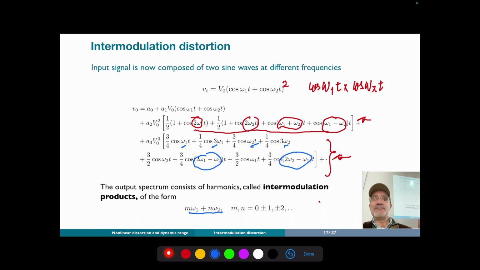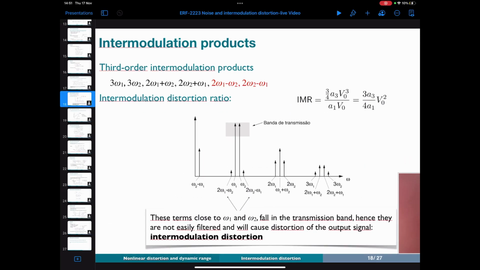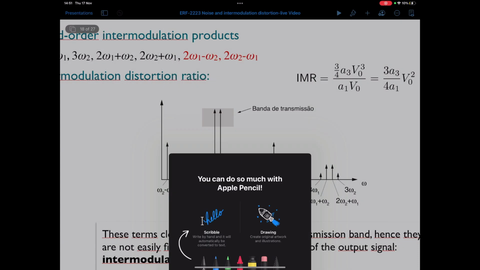It is interesting to see this result in a diagram along the frequency. That's here. Okay. So we have the original frequencies, omega 1 and omega 2, which are these two signals here. Okay, you see them here. I can try to zoom in just for you to see better. So we have omega 1 and omega 2.